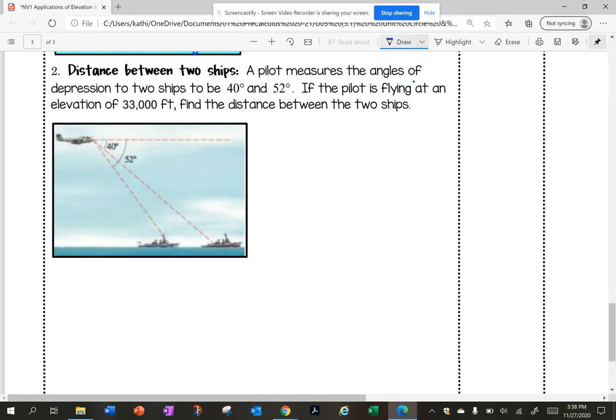A pilot measures the angles of depression of two ships to be 40 degrees and 52 degrees. If the pilot is flying at an elevation of 33,000 feet, find the distance between the two ships. Okay, so angle of elevation, that is an altitude or a perpendicular height. So here's my right triangle. The altitude of the airplane is 33,000 feet. Right now I'm being asked to find this distance here between these two ships.